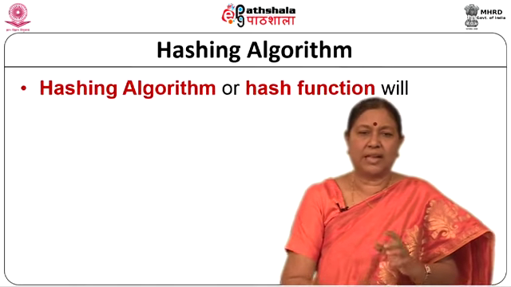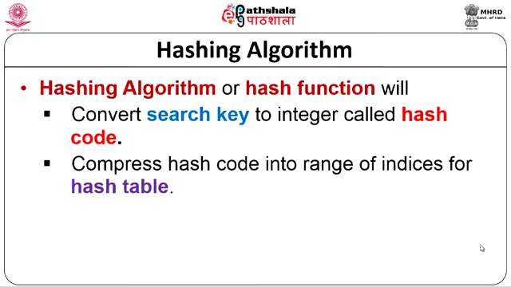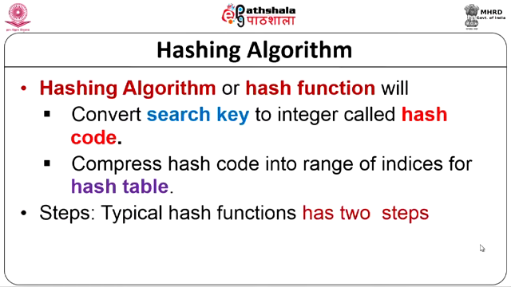What will the hashing algorithm, or the hash function, do? It converts a search key to an integer called the hash code. We are now dividing the hash function into two parts. You convert the search key, which is the key associated with the object, to an integer, to find a slot number in the table, called the hash code, and then compress the hash code into a range of indices for the hash table. So, you are trying to find a function h which gives you integers, and then map or compress that hash code into a range of indices for the hash table. So, two parts: hash code and compression code. The typical hash function has two steps.